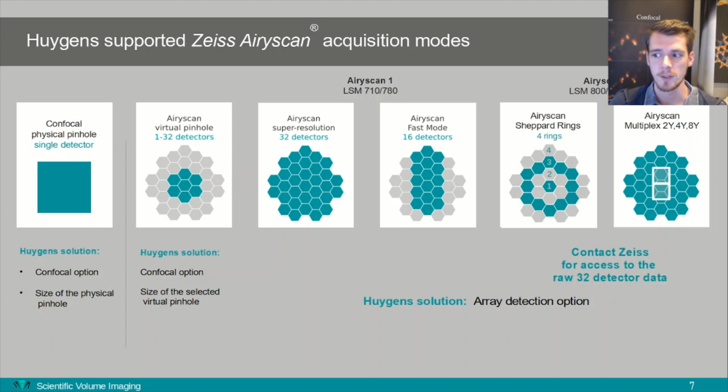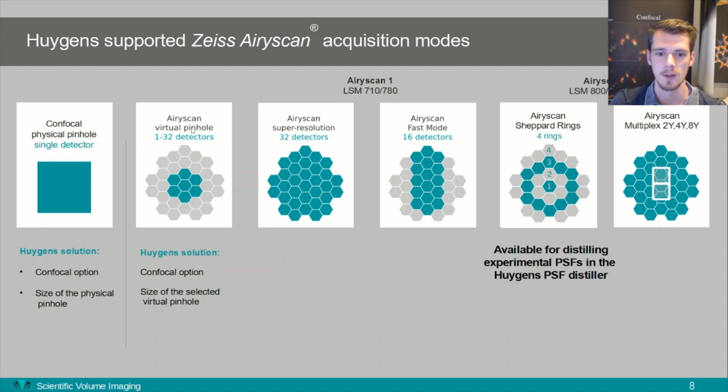And all the methods that I mentioned before also include, of course, the multi-photon excitation deconvolution. And to get even more out of your imaging setup, we also included the possibility of distilling an experimental PSF, including the Sheppard Airyscan Ring 2 images. By using the Huygens PSF distiller from version 21.04 and up, you can distill PSFs from bead images and deconvolve them with a measured experimental point spread function.